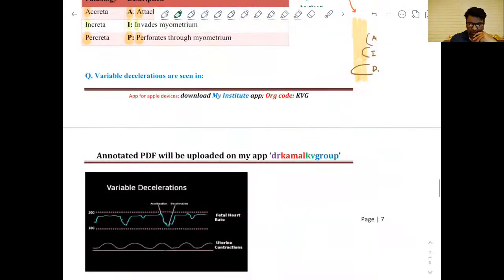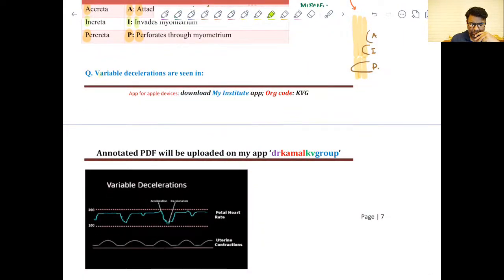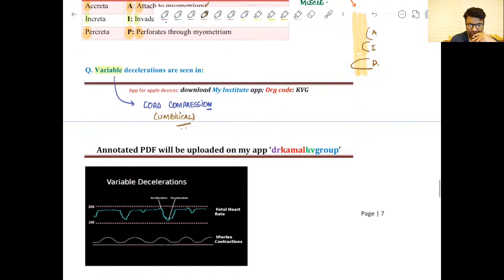Clear? Next question. Now this is again a repeated question. It has been asked many number of times. Variable decelerations in fetal heart rate tracing. This is cord compression, that is umbilical cord compression. So variable is cord compression.